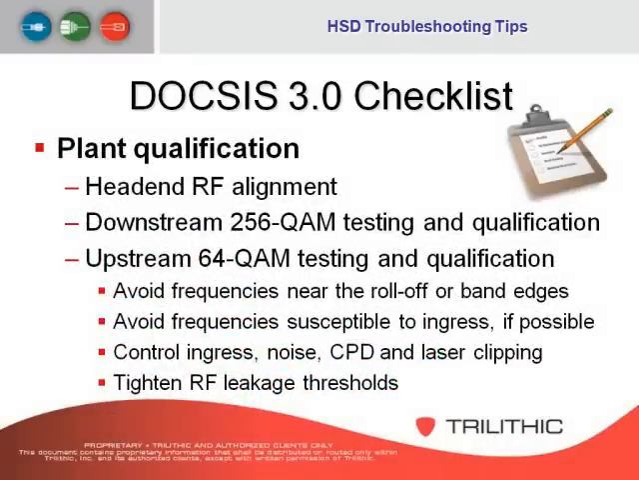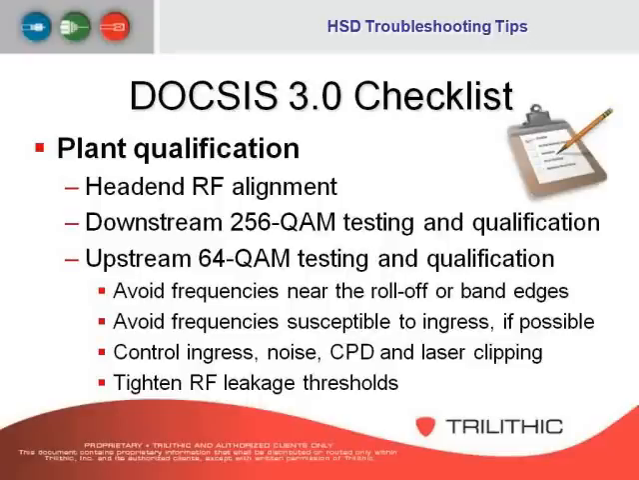But before you can actually use DOCSIS 3.0, it's important that you qualify your plant. You do that by making sure that the headend, the RF, is properly aligned. You want to test your downstreams. We'll check the QAM carriers on your downstream to make sure that they're within proper margin. You want to do your upstream 64 QAM testing and qualifications. Remember, a good tool that you can use with that is your QAM source, and you can send a 64 QAM signal upstream to do your testing.